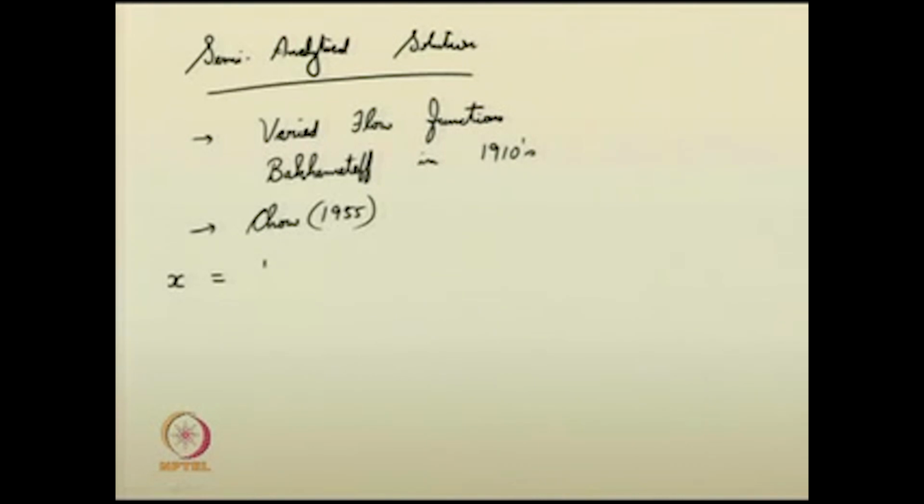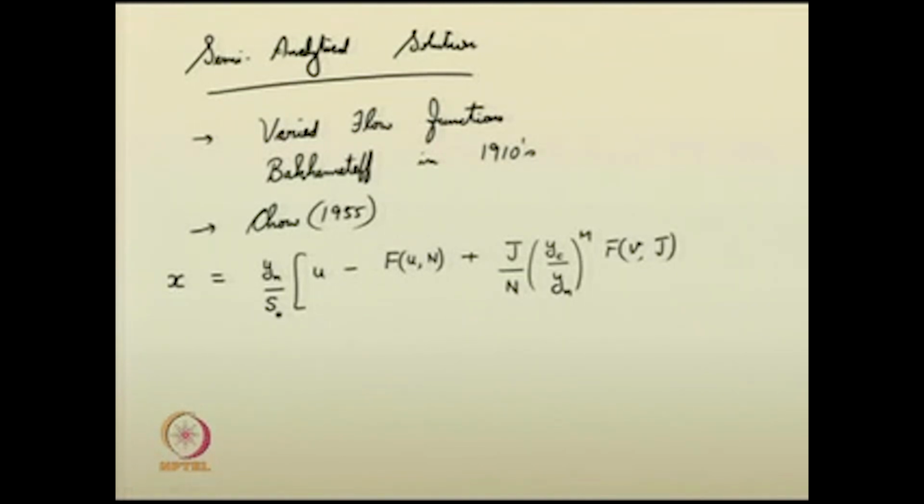your horizontal distance x is equal to y_n by S_0 into [u minus the varied flow function F of u and hydraulic exponent N plus a parameter J divided by N into (y_c by y_n) raised to M into the varied flow function of a variable v and parameter J], plus constant of integration C_I, where u is your normalized depth y by y_n, J is a parameter obtained as N by N minus M plus 1.